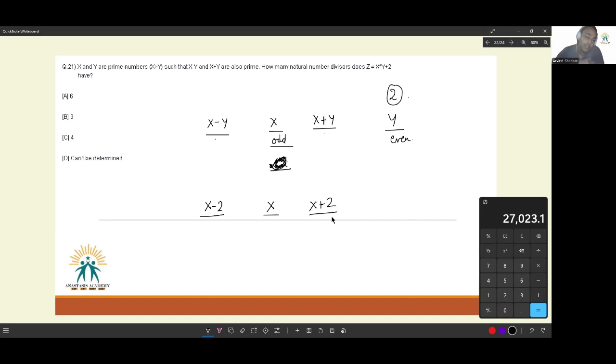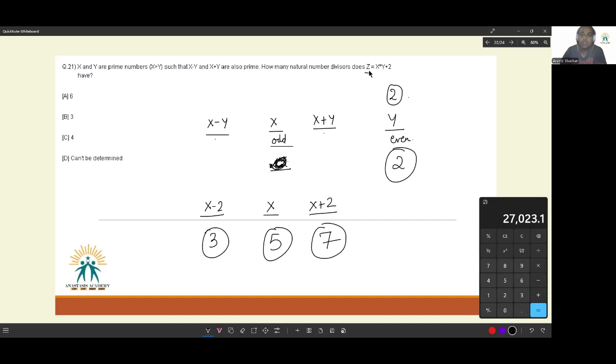If those 3 consecutive odd numbers have 3 itself included, which means x minus 2 is 3, x is 5, and x plus 2 is 7. This is 3, this is 5, this is 7, and this is 2. These are the numbers involved.